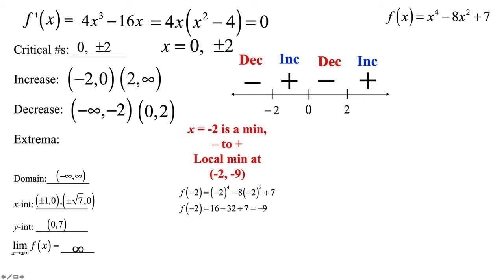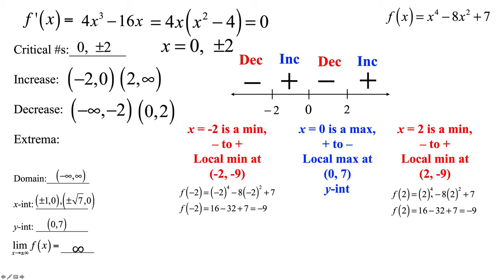So that's this point. Increasing to decreasing, that's going to be a relative max or a local max. And since you plugged in 0 already when we found the y-intercept, there's your local max. Decreasing to increasing, that's your relative min or local min. Again, plugging a positive 2 into the x to the 4th and x squared, it's going to give us the same values as over here, so that's again a negative 9. So there are our relative mins and our relative maxes.